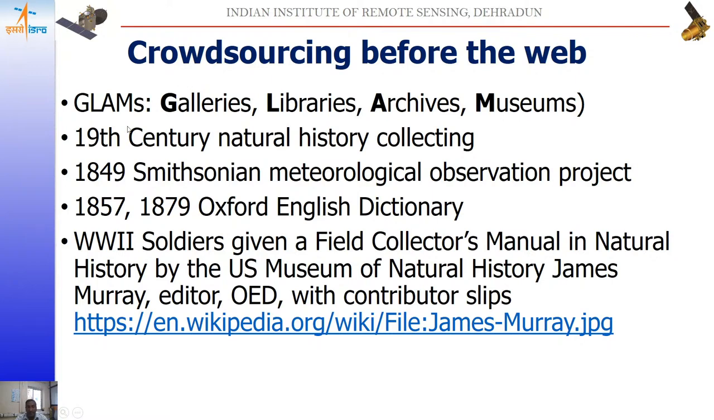In the 19th century, a natural history collection. This is again one very good example of crowdsourcing before the web. The 1849 Smithsonian Meteorological Observation Project is another project which uses the concepts of crowdsourcing, so the data coming from the crowd. 1857, 1878 Oxford English Dictionary. For World War II soldiers, given a field collector manual in natural history by the US Museum of Natural History. James Murray, and you can get the details of those things. So it is not a very new concept. Since ages, people are using this concept of crowdsourcing.